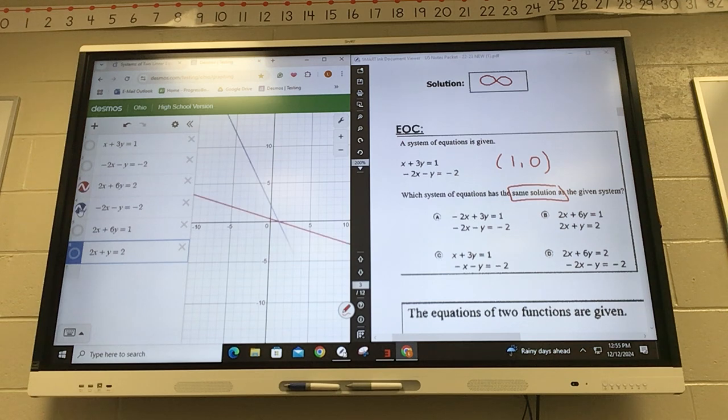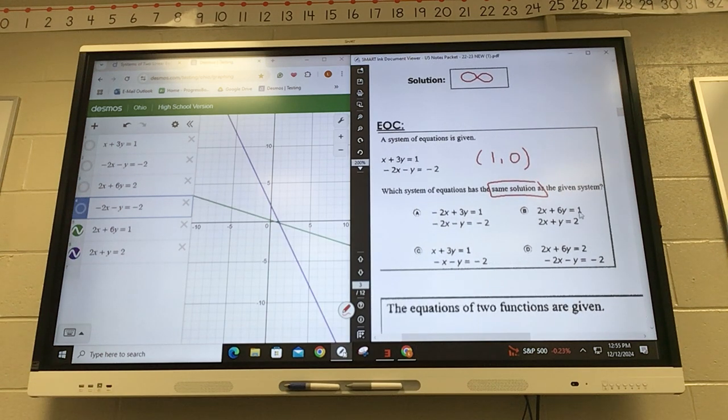So I put option D in first. D is the correct answer. That is the one that crosses at 1, 0. But for those of you who got tricked, like this morning, the big common one that people clicked was B, so I typed that in as well. So this is this second one right here.